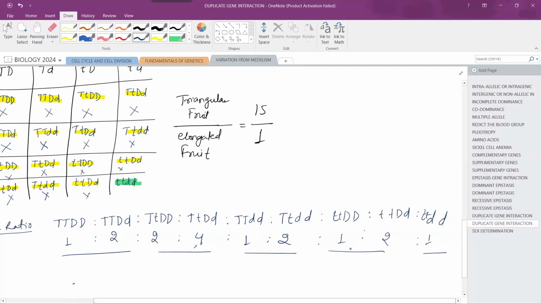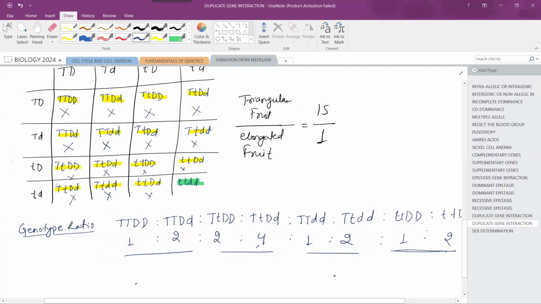1. Okay. So the genotypic ratio is always the same in any type of F2 generation. When we study the dihybrid cross, the genotypic ratio is always similar, that is 1, 2, 1, 2, 4, 2, 1, 2, 1. But there is a difference in the phenotypic ratio. That's why we call it a variation from Mendelism. Okay. Any problem? No.